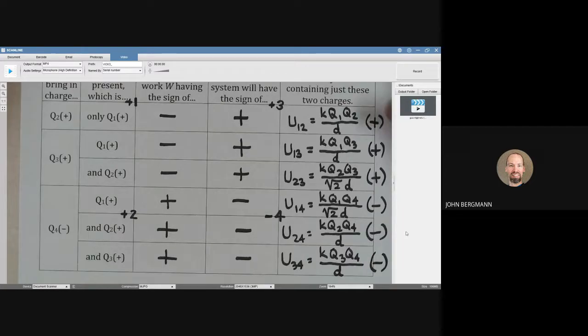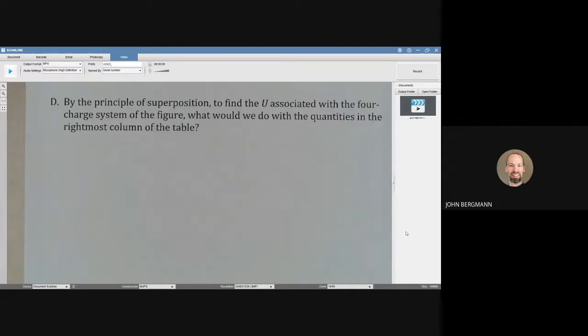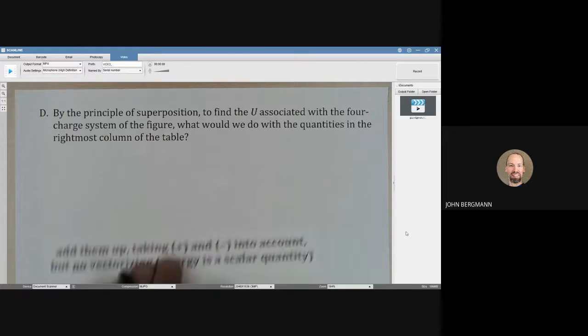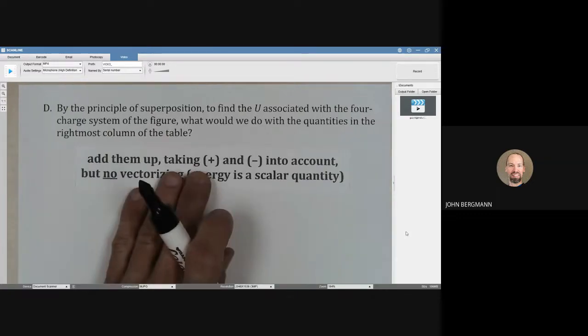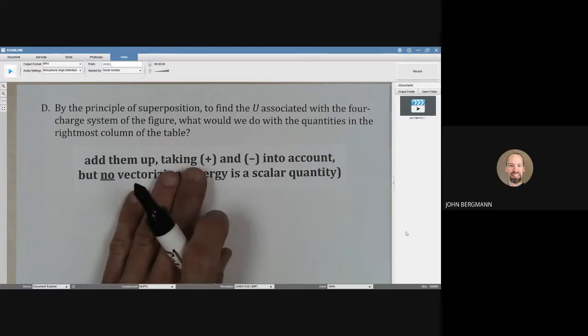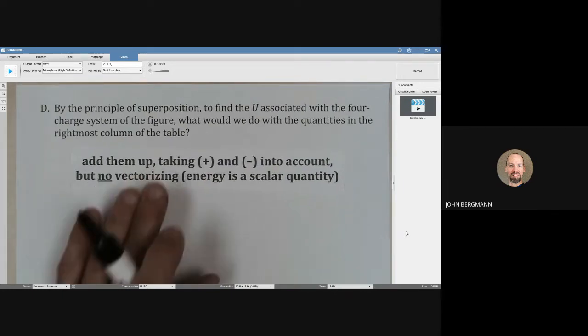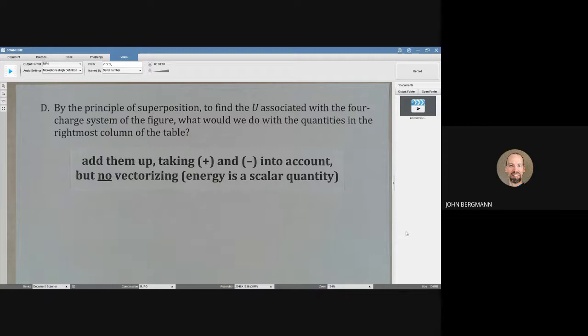By the principle of superposition, to find the potential energy associated with the 4-charge system of the figure, what would we do with the quantities in the rightmost column of the table? We would just add them up, taking into account the plus and the minus. But nicely, because energy is a scalar, we don't have to worry about angles, sines, cosines, doesn't matter at all.